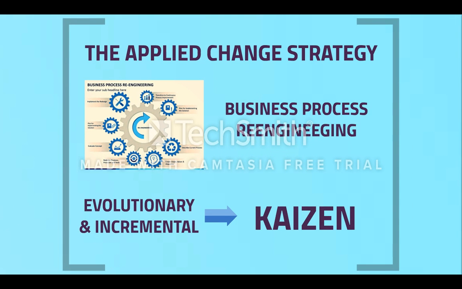The other type of management is the applied change strategy. Strategy may be revolutionary and dramatic, such as business process reengineering, or evolutionary and incremental, such as kaizen, that refers to activities that continuously improve all functions and involve all employees.